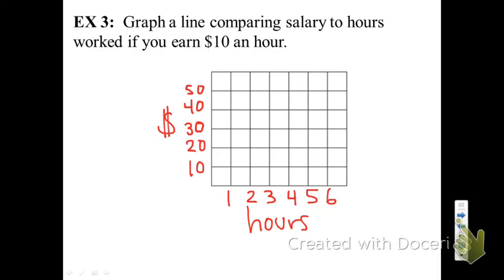So the first thing is if I were to work 0 hours, I would get $0. After 1 hour, it's $10. After 2 hours, it's $20. After 3, it's $30. After 4 hours, it's $40. And you can see that this continues in that constant slope, that constant rate, and that creates a straight line.